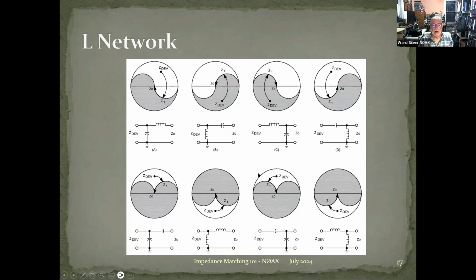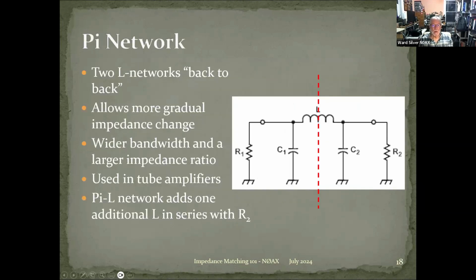So anyway, these are all things that you can see on the Smith chart. Here's the pi network, which is two L networks back to back. If you take this red line right in the middle and you cut half of the network away, the other half that's left looks like an L network. So it's two L networks back to back. Why do you do that?